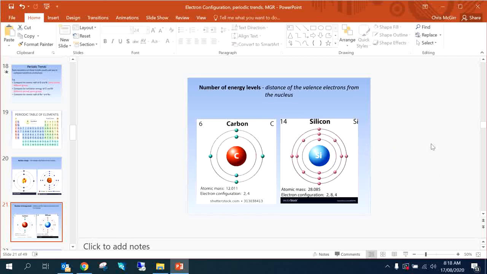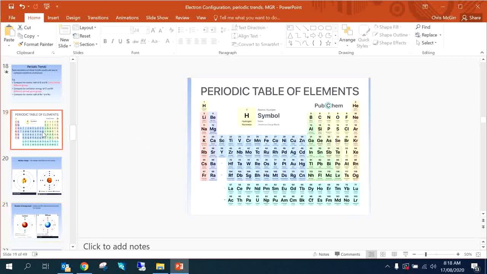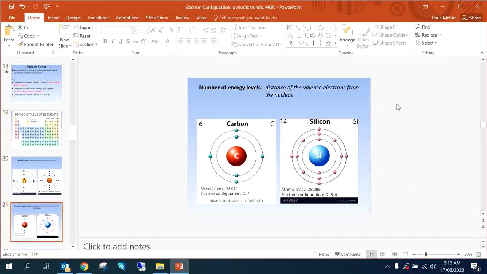If we were to then compare with something that has 4 energy levels, so for instance, if we go back to our periodic table, carbon, silicon, germanium, that would have another energy level, so therefore its outermost electrons have a greater distance to the nucleus.